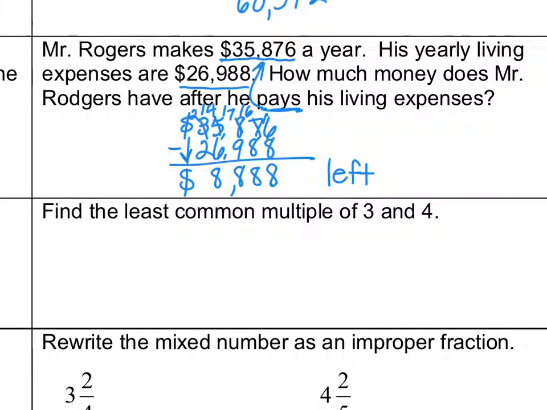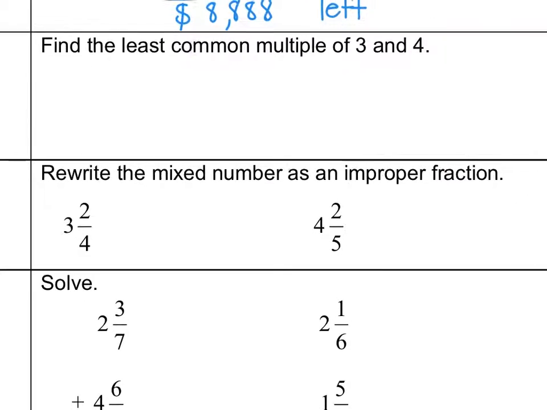Find the least common multiple of 3 and 4. Multiples are counting by a number, okay? So we're going to start with 3. We're going to make a nice list. Okay, so counting by 3s, 3, 6, 9, 12, 15, 18. Okay, I'm going to stop. I might need to go farther, but don't think I will.